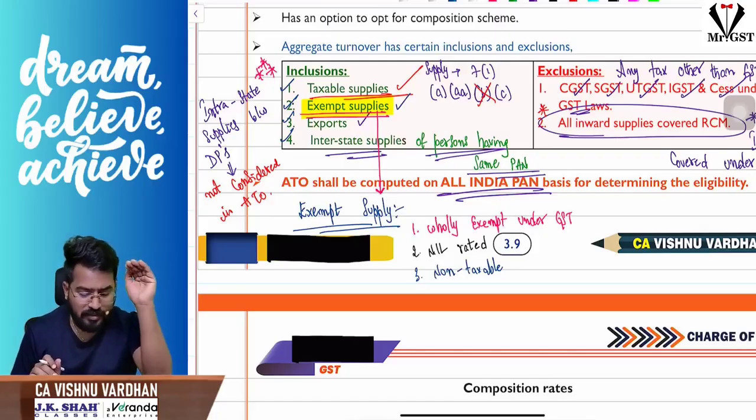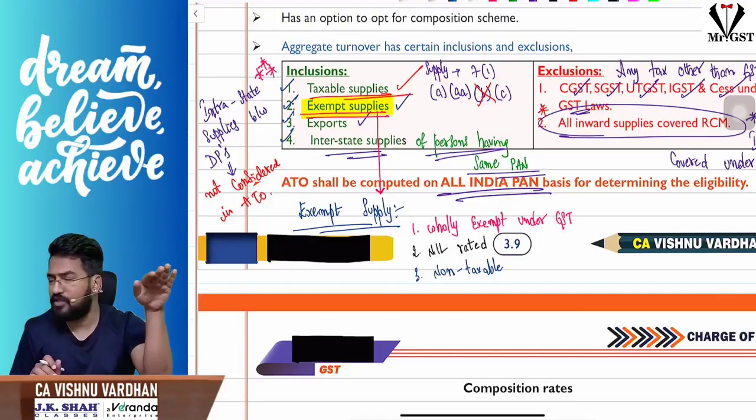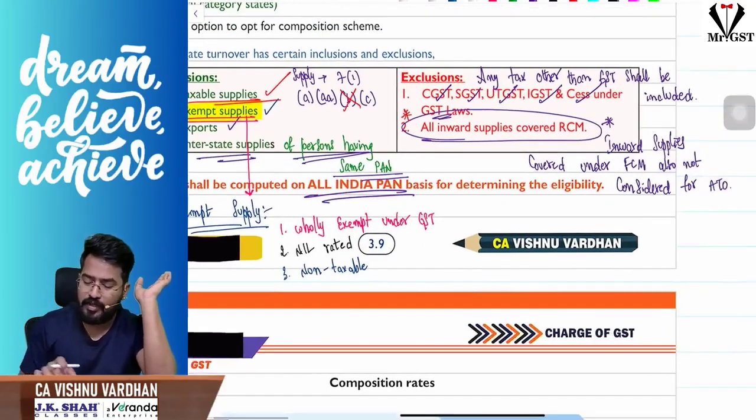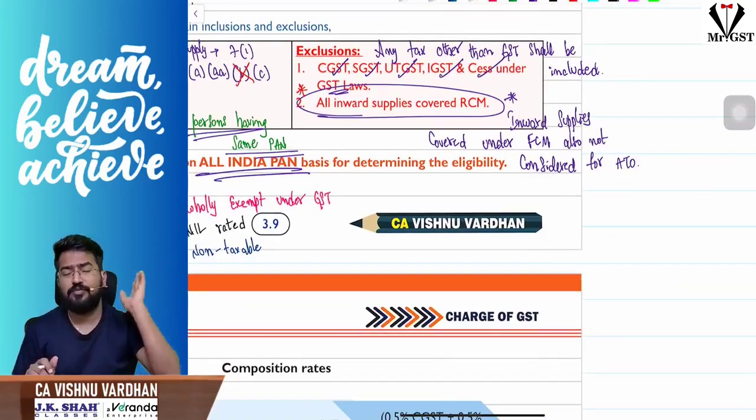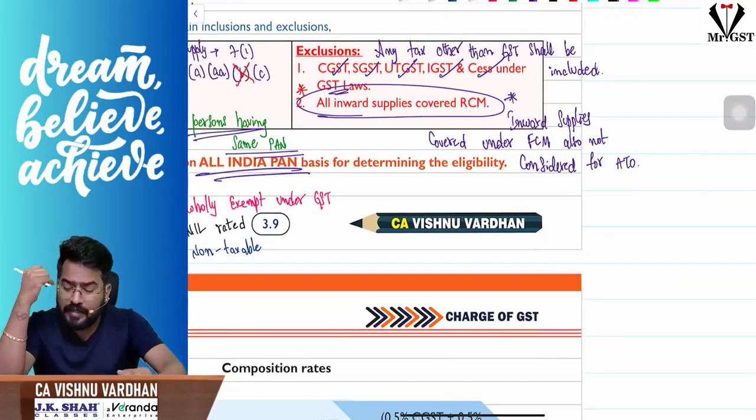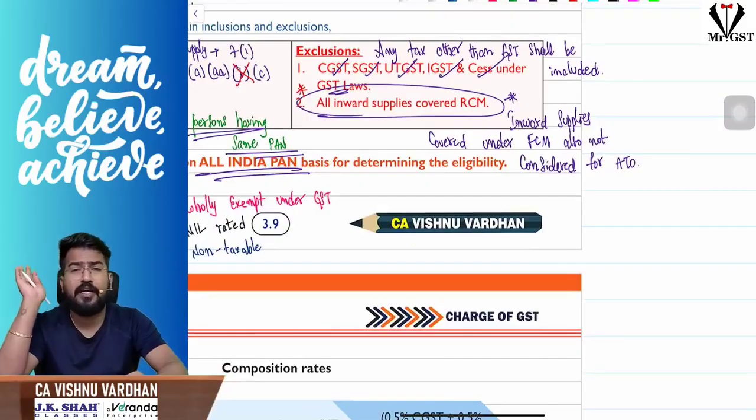So intrastate supplies between distinct persons are not considered in aggregate turnover. Number one, clarity. Next, what all I should not include in turnover. Taxes, don't add. That means CGST, SGST, UTGST, IGST, GST compensation cess. Any other tax other than GST, you should add it to the turnover.